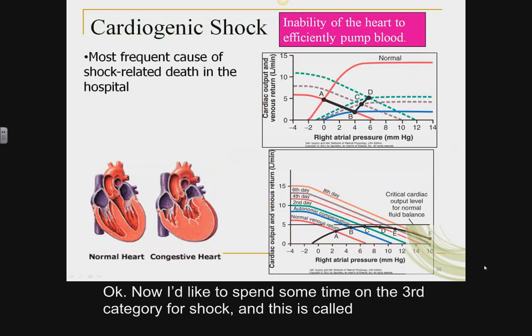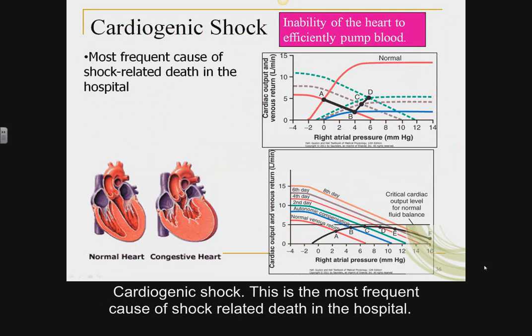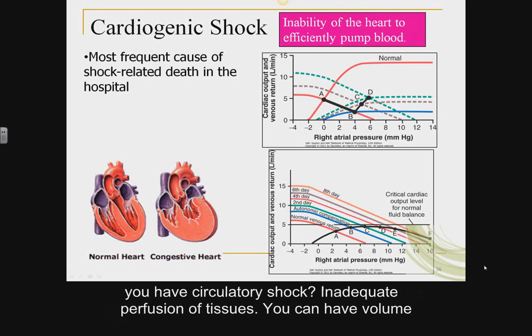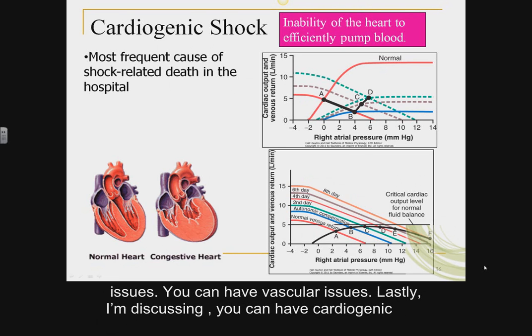Oh, well, this is going to take some time to get through this slide. Bear with me. I'm going to spend quite some time on cardiogenic shock. This is the most frequent cause of shock-related death in the hospital. Basically, we're talking about the inability of the heart to efficiently pump blood. How can you have circulatory shock? Inadequate perfusion of tissues? You can have volume issues, vascular issues, or heart issues, where the heart is not being a good pump.